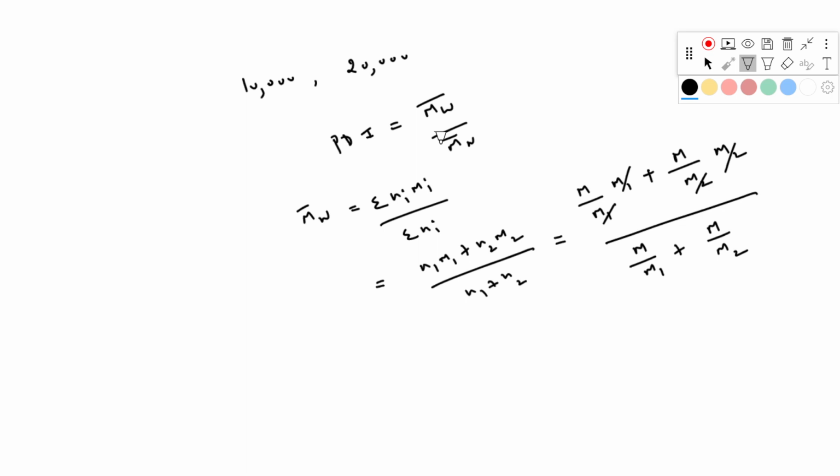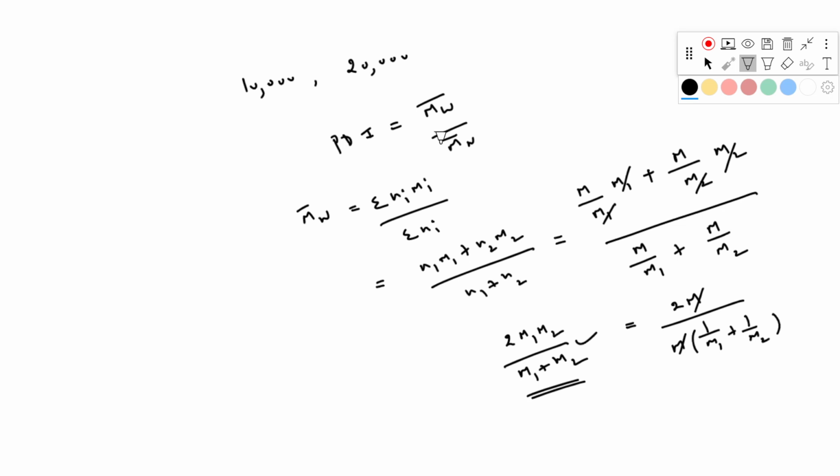If I take common, I can write this as 2M over M into 1 by M1 plus 1 by M2. So M gets cancelled. Then I will get the formula as 2M1 M2 over M1 plus M2. This formula I will get. So just put the values. This is M1, this is M2. Put here, you will get the value.